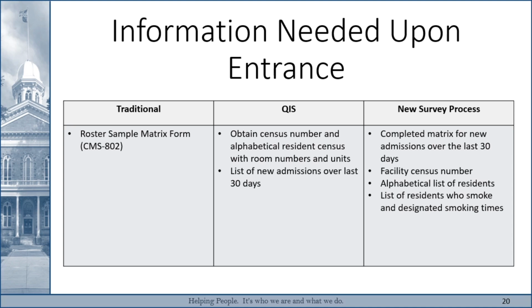With the new survey process, a completed matrix for the new admissions over the last 30 days is requested, along with the facility census number, an alphabetical list of residents, and a list of residents who smoke and designated smoking times and places.